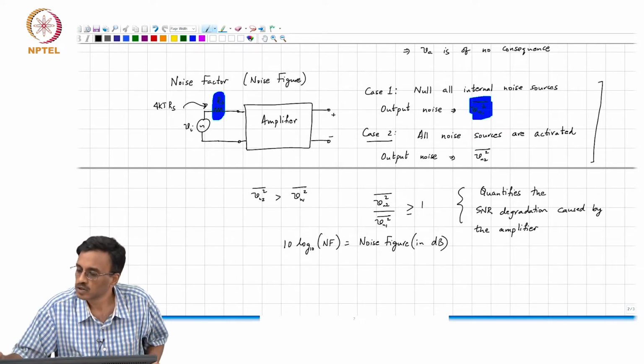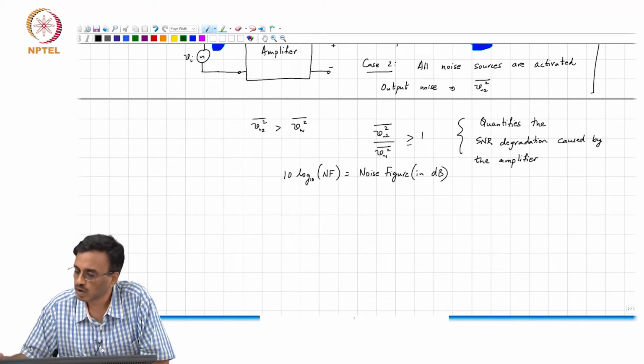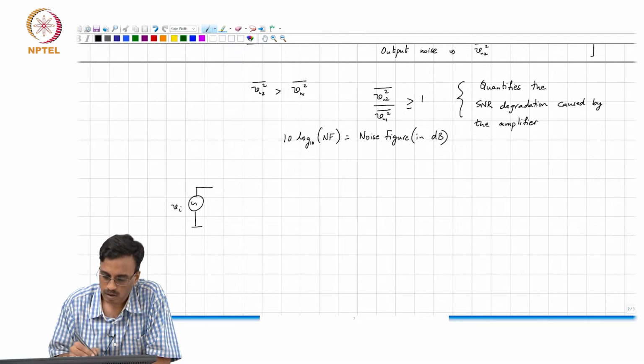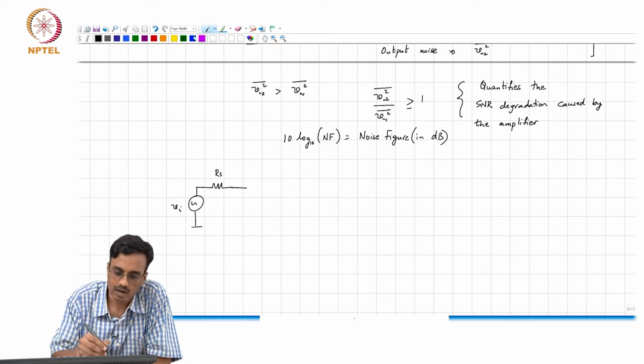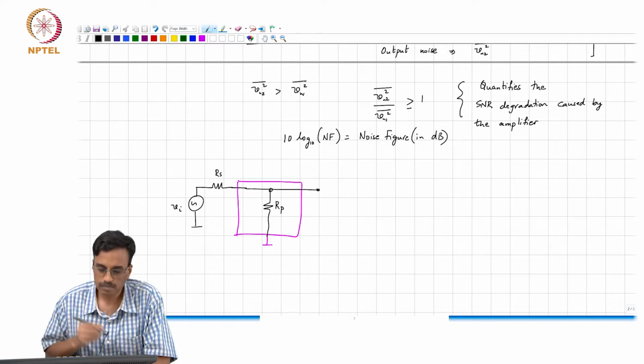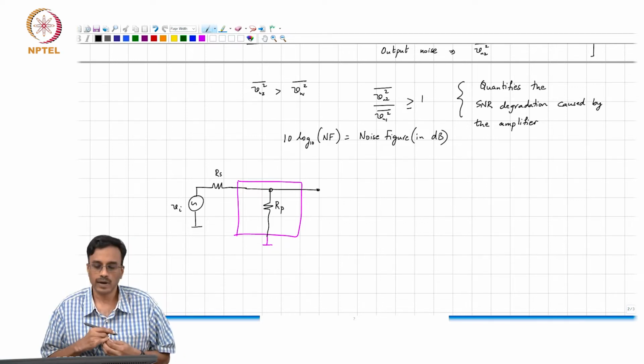All right. So, let us do some quick examples to help you figure out what the noise factor is. Let us say this is our source. This is RS, and this is, within quotes, our black box, and I am going to say my black box simply has a resistor RP.